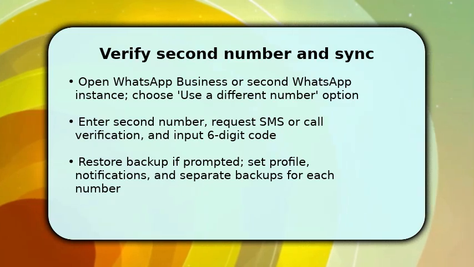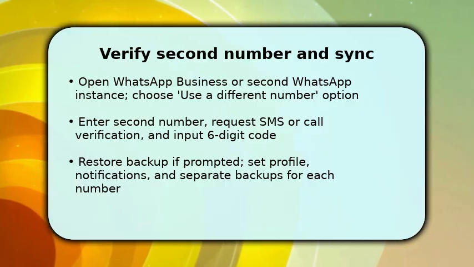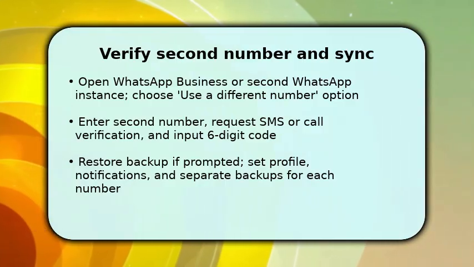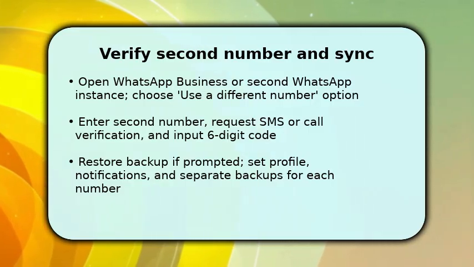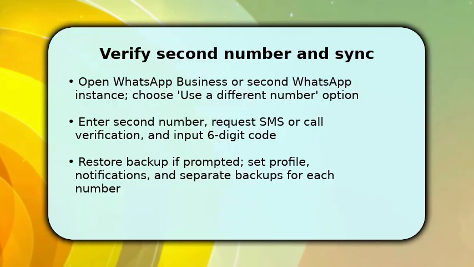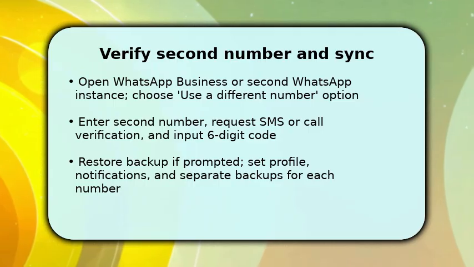Now verify the second number inside the second WhatsApp instance. You'll enter the number, request SMS or a call, and input the 6-digit verification code. This ties that number to the app instance. Once verified, restore the backup if it matches that number, or skip restore to keep accounts separate.